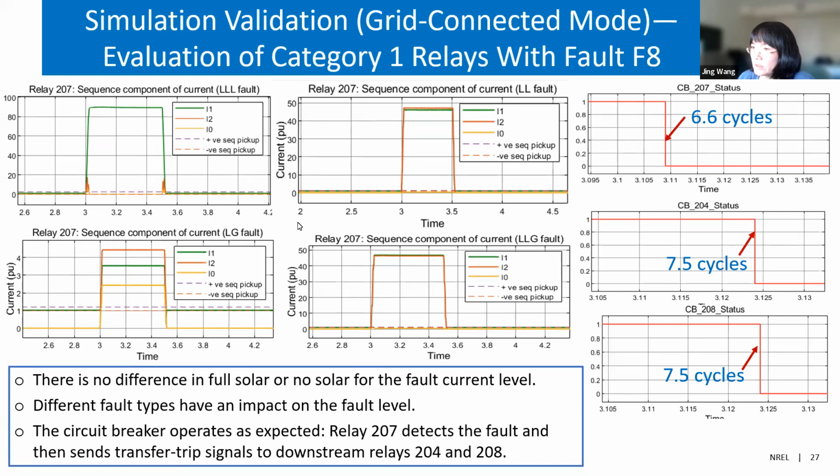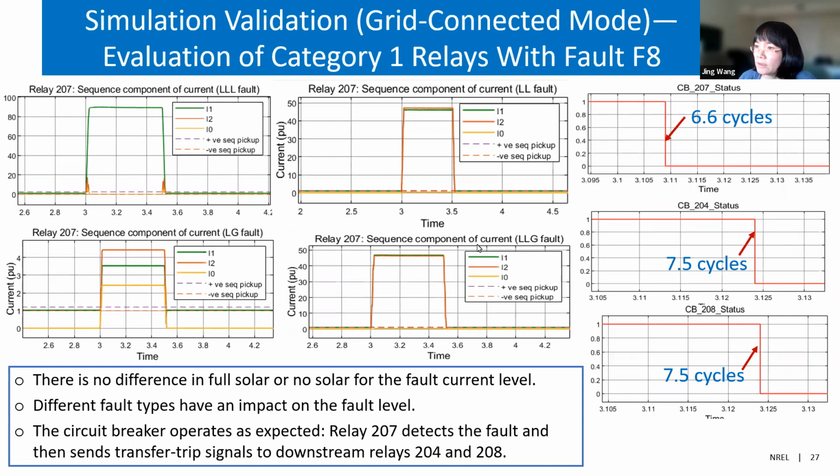And with this test, the results here are with full solar. So we see how the circuit breaker responds. And 207 is the responsible relay. We see after 6.6 cycles, it will trip, and it also sends the transfer trip to the downstream relay. So at 7.5 cycles, the downstream relay opens the circuit breaker to isolate this fault. And 6.6 cycles includes 5 cycles of mechanical delay. So you can see the actual detection delay is 1.6 cycles. It's really fast.